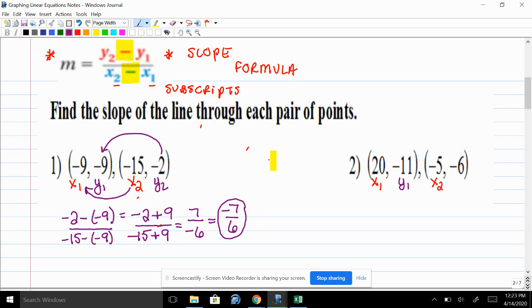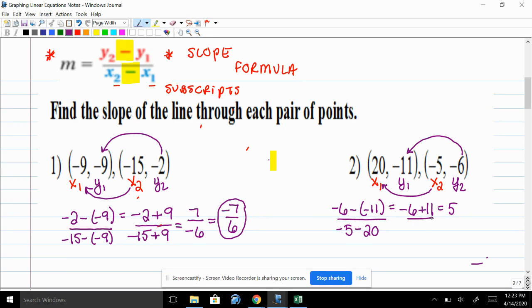Okay, over at number 2. I forgot to label these. There's my y sub 1. There's my y sub 2. So y sub 2 minus y sub 1, that would be -6 minus a -11, on top of x sub 2 minus x sub 1, which would be -5 minus 20. Again, I got another superplus there on the top, -6 plus 11, that's going to be 5. On the bottom, -5 minus 20, that's -25. So I got 5 over -25.